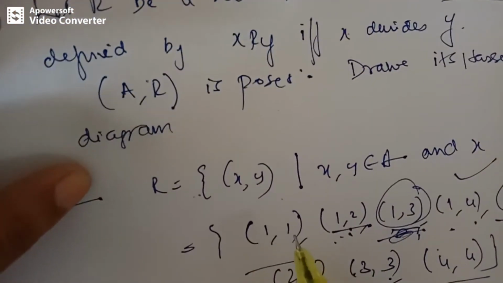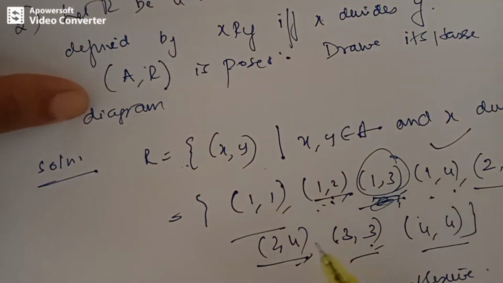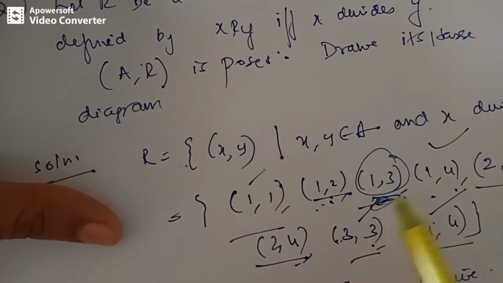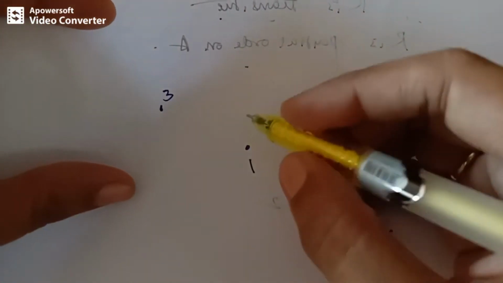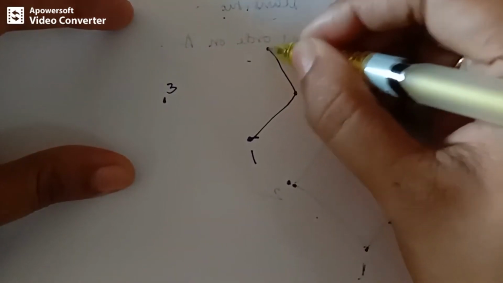There are pairs, there are edges. (1, 1) is a self loop, we do not write it. Even (2, 2), (3, 3) and (4, 4). So all these pairs are already covered here. Next is 1 to 2, 2 to 4. So we do not represent 1 to 4, right? So let's draw 1 to 2 and 2 to 4. Like this, 1 to 2 and then 2 to 4.